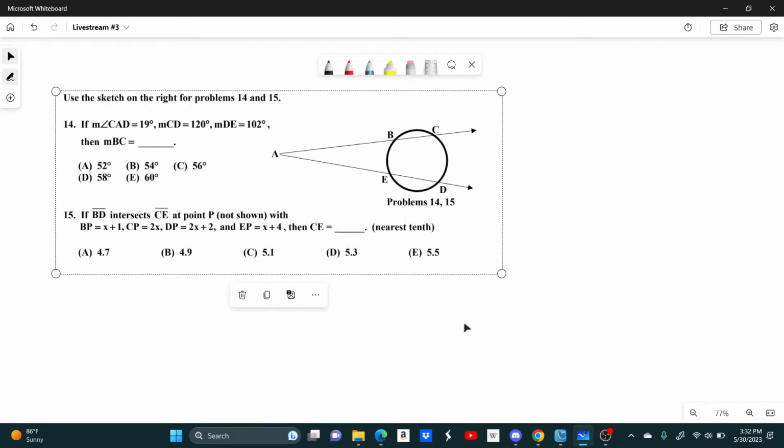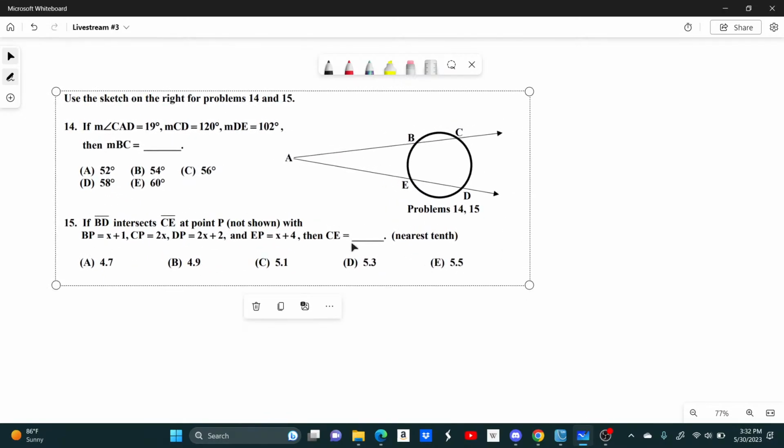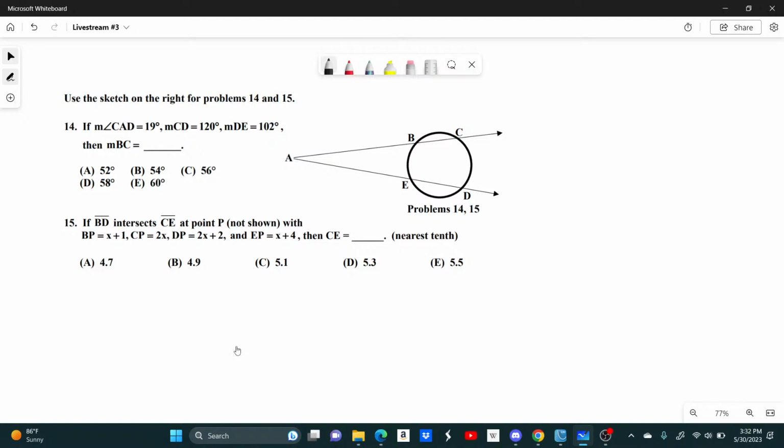Use this graph for the next two problems. All right. So we have CAD equals 19 degrees. Always draw these as you go. So angle CAD equals 19 degrees. CD equals 120 degrees. Okay, so this arc right here, I see what they mean. This arc right here is 120 degrees. And DE, this arc right here, is 102 degrees. We're trying to find BC.